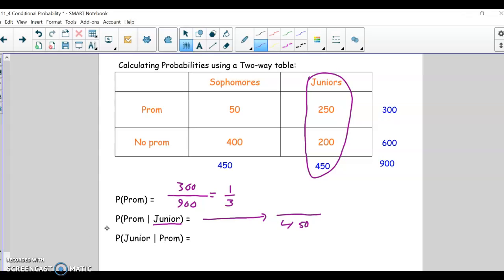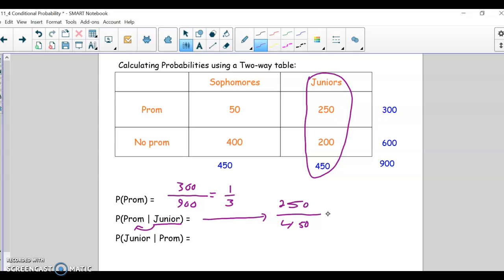So I'm going to read this again because I think understanding this and being able to read it is really important. Probability you went to prom given that you're a junior. So now I'm not looking at all the prom people. There's 300 prom people, we can see that adding them together. We want to look at just the juniors, and out of these 450 juniors, how many went to prom? Out of our 450 juniors, 250 went to prom.